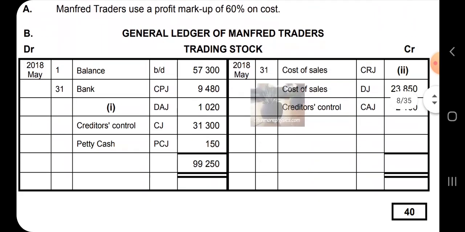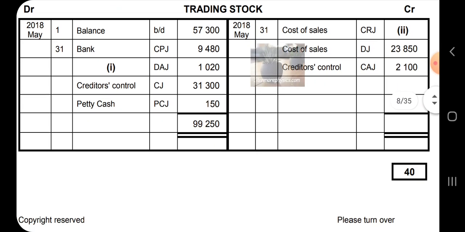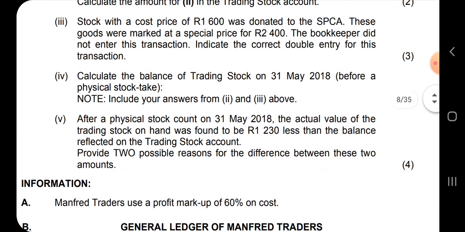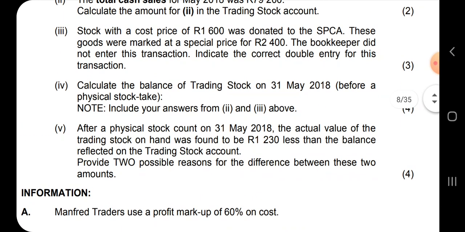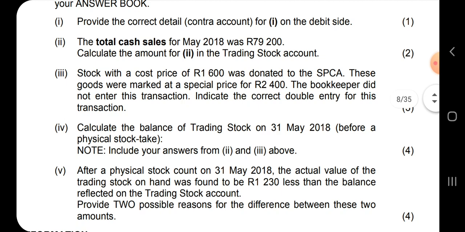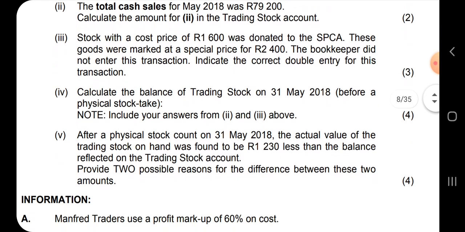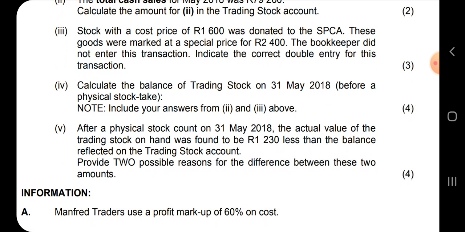Calculate the amount for 2 in the trading stock account. So we go to the trading stock account, here it is, and calculate the cost of sales there on the debit side, on the credit side. So we'll take the amount that we are given, sales for the year, which was cash sales for May, 79,200 rand.